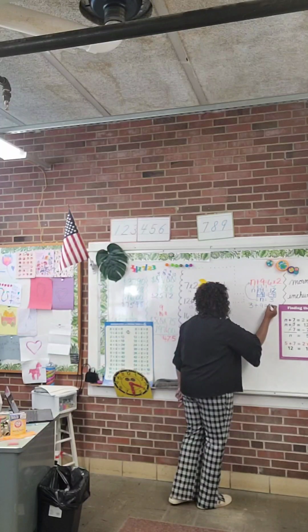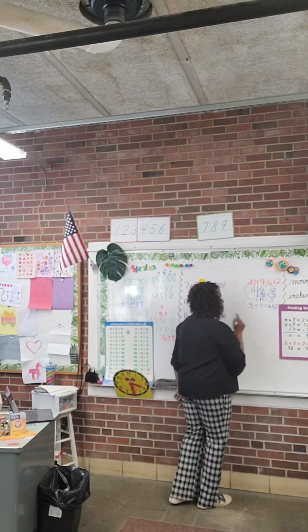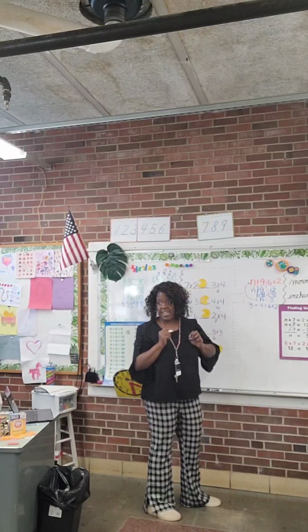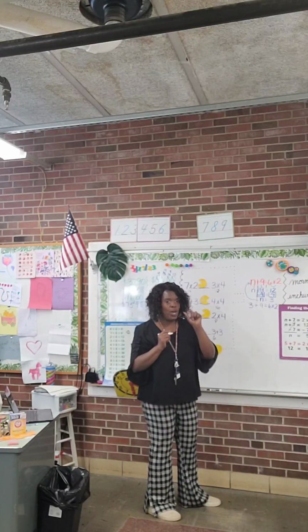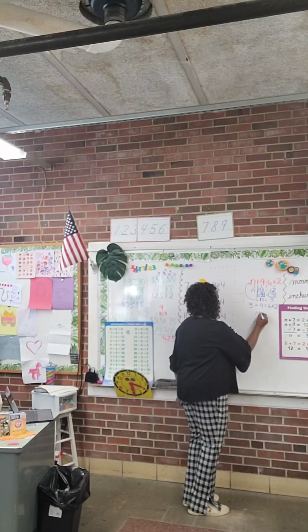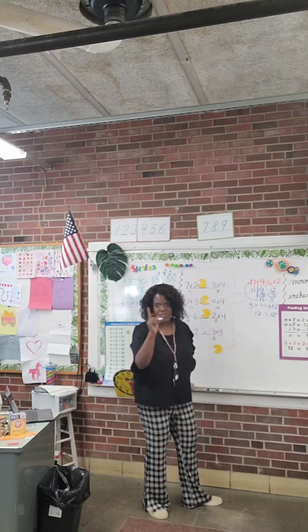6 times 2. And then we're going to see if this side equals this side. And if they do, we are complete. Correct. 3 plus 9, 12. 6 times 2, 12. We solved the mystery.